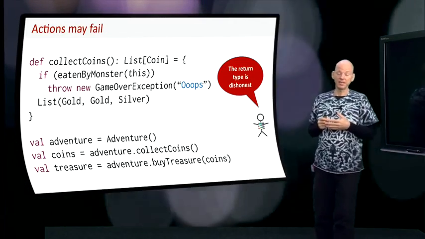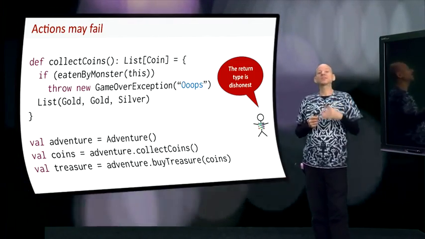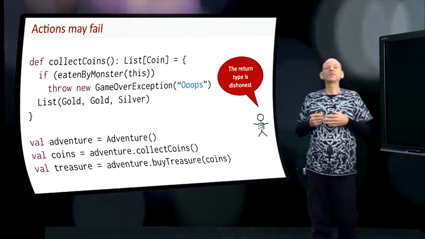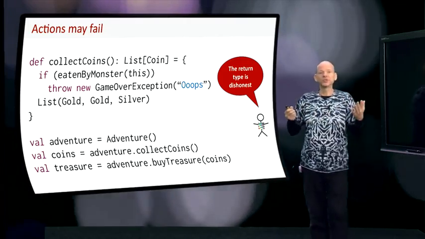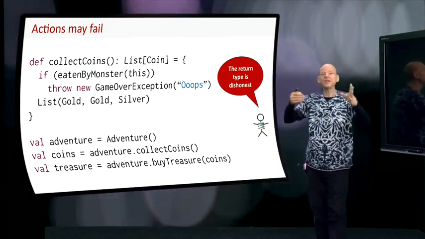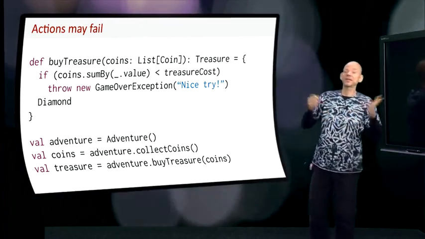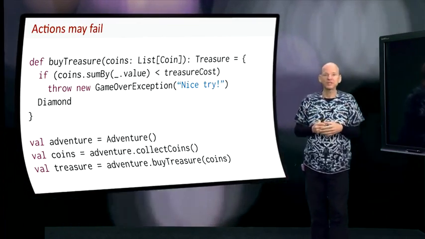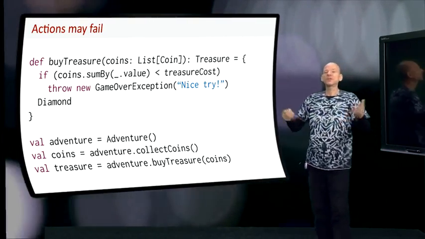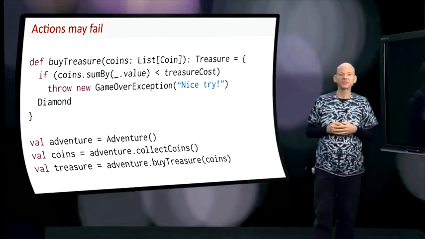Because as in any video game, actions may fail. For example, while you're trying to collect coins, you can be eaten by a monster, and then the game over exception is thrown, and you won't receive a list of gold. Now, if you look at that script there, it doesn't show anywhere that anything can go wrong. And even if you have successfully collected all your coins without any exceptions, you can still get an exception when you're trying to buy treasure, because maybe you didn't collect enough coins, and oops, an exception is thrown.